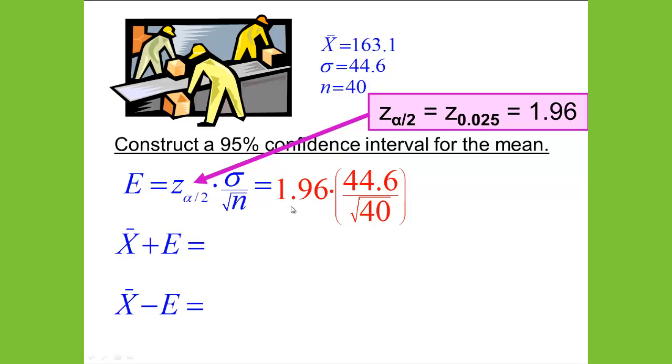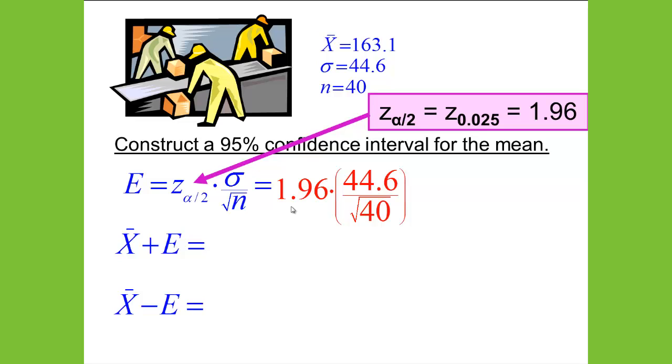If the size of our standard deviation was 2, we could take 1.96 and multiply by 2, and that would tell us the number of centimeters we would have. If our standard deviation was 10, we would take 1.96 and multiply by 10, and that would tell us the number of centimeters we have.